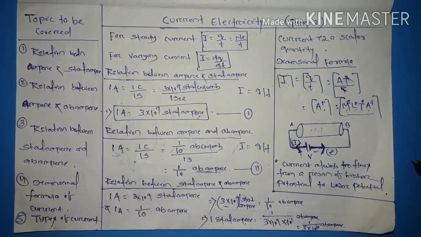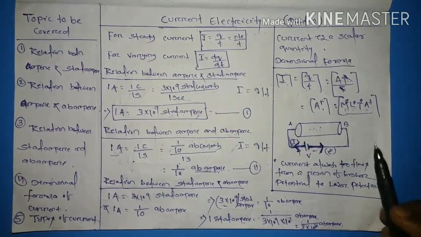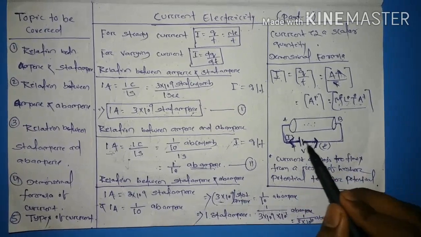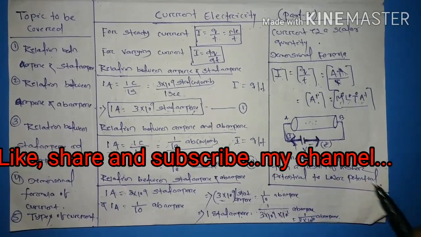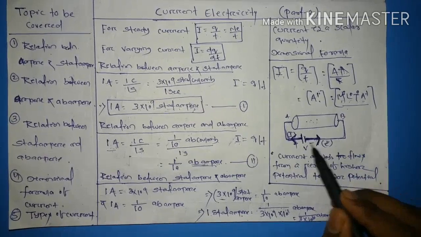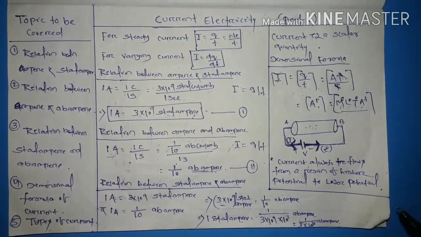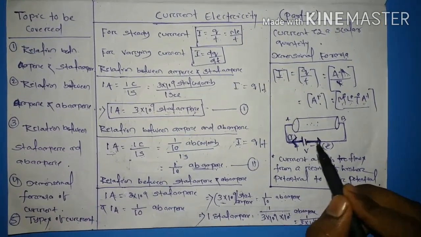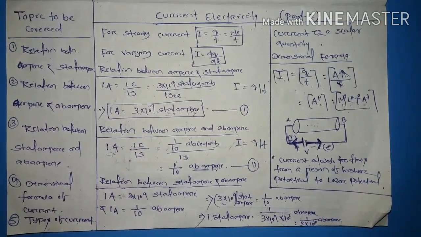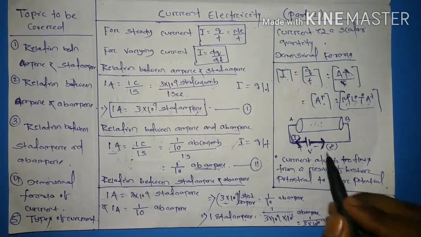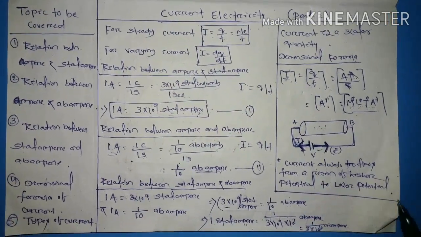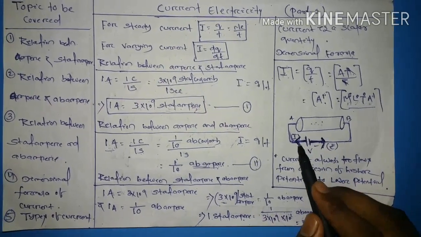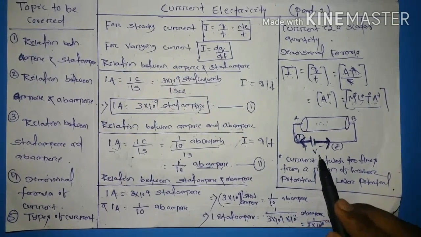So in the previous video, part 1, I already discussed that current always flows from a region of higher potential to a region of lower potential. This is the direction of flow of electron and this is the direction of flow of current. So the direction of flow of current is always opposite to the direction of flow of electron. The current produced due to flow of electron is known as electronic current and the current produced due to positive charge is known as conventional current.